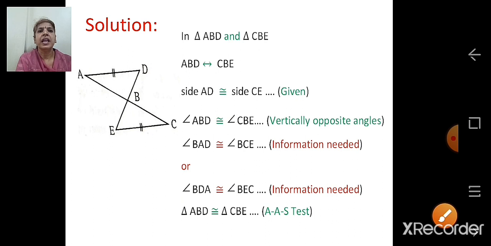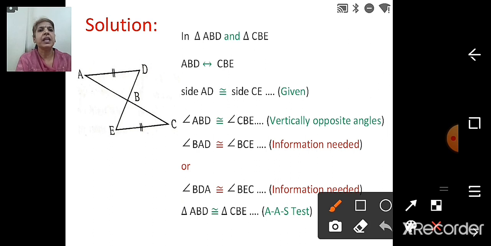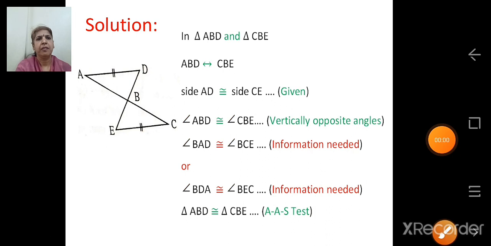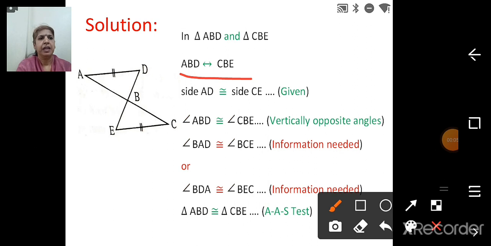Solution. In triangle ABD and CBE, in triangle ABD and triangle CBE. Here specially correspondence are not asked, but better we write. Now we have learnt and understood how to write correspondence. ABD corresponds to CBE. Now what information is given? We will write side AD congruent to side CE.